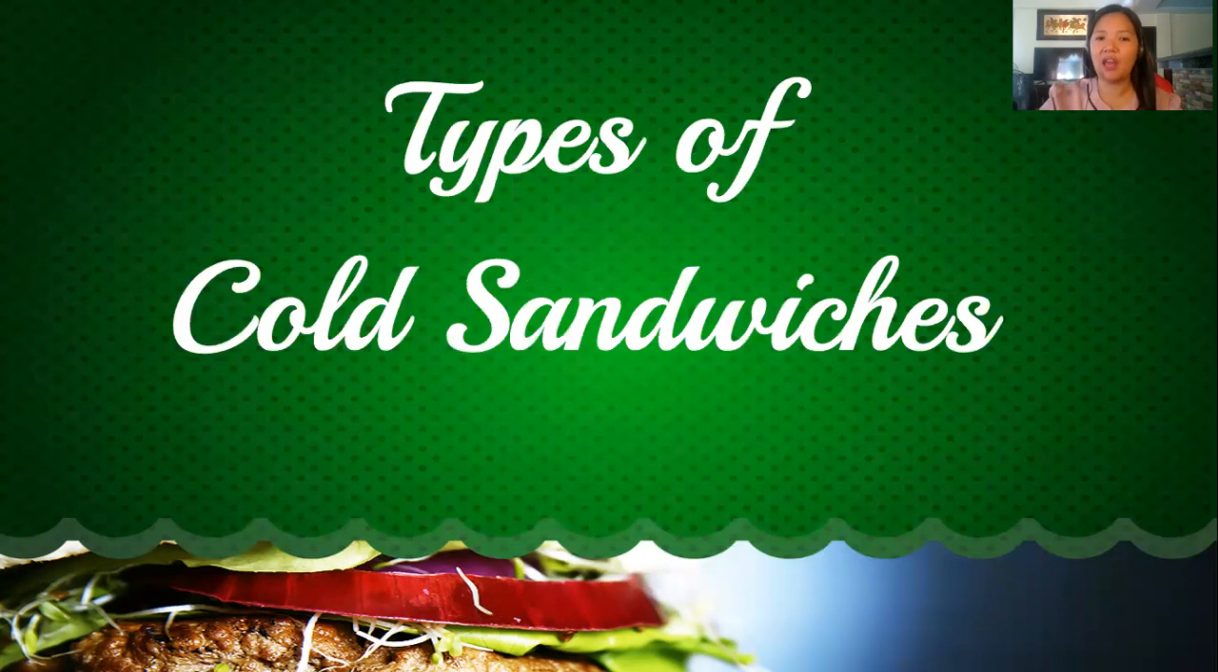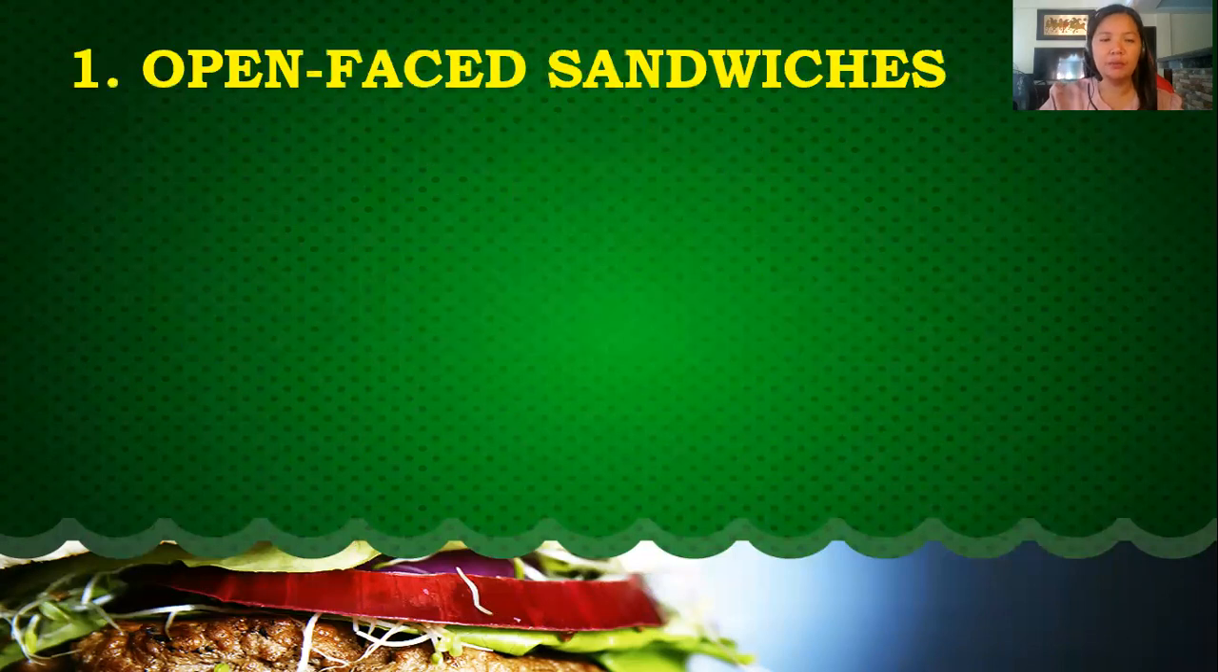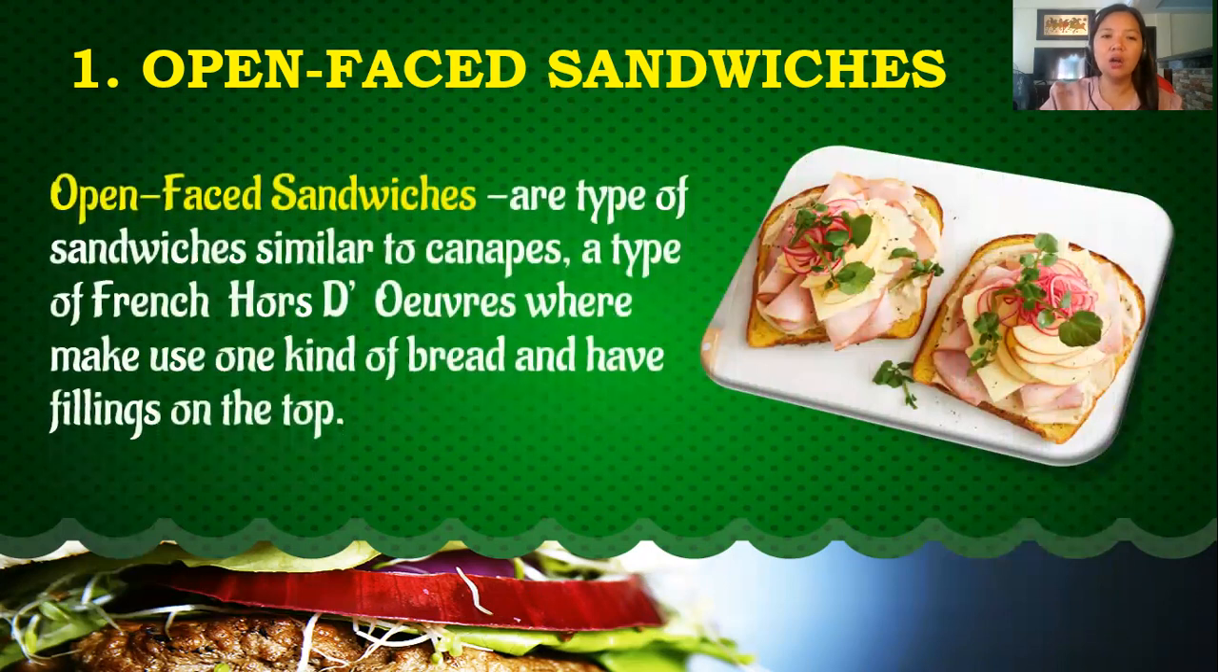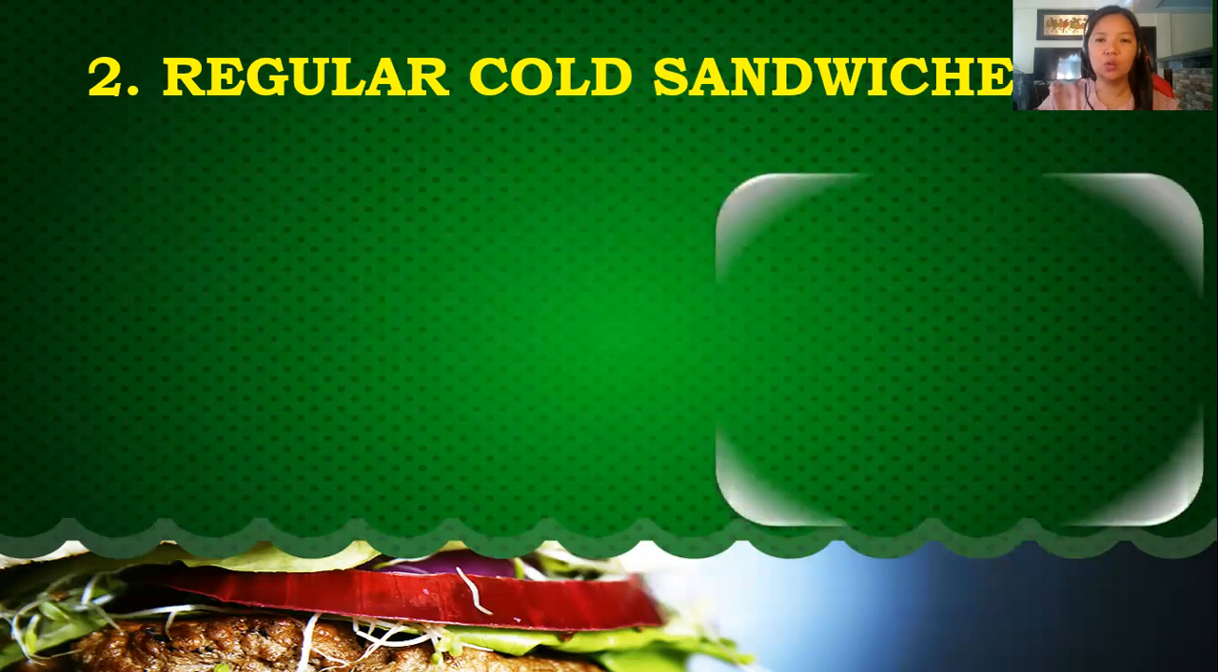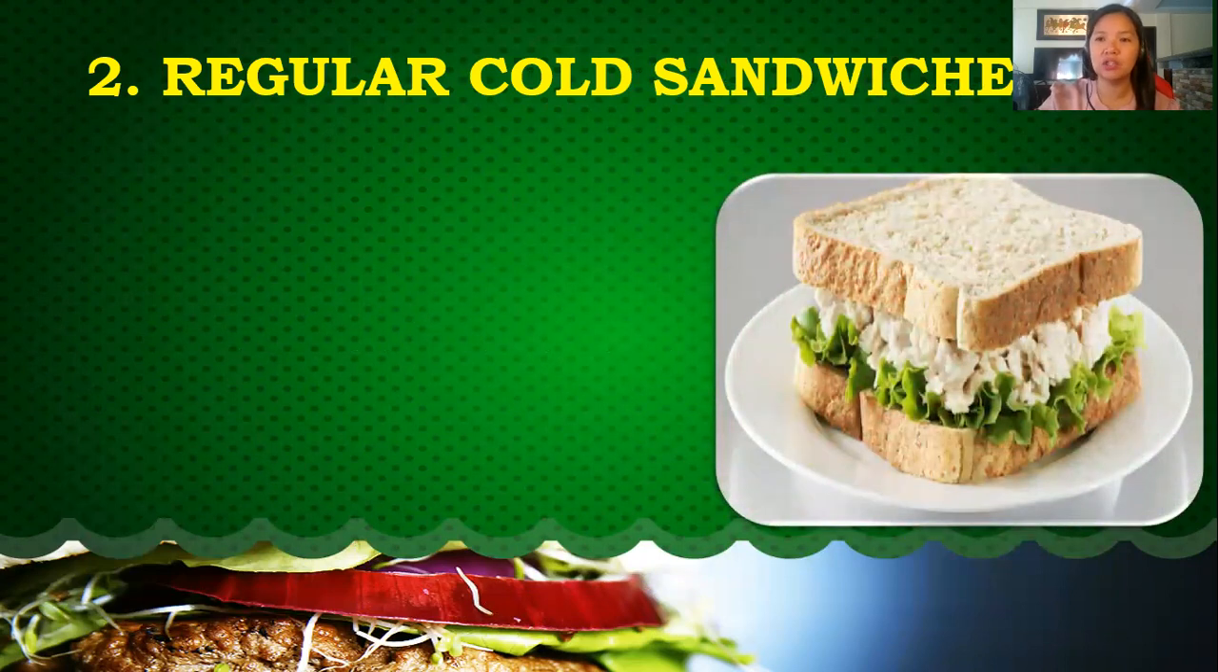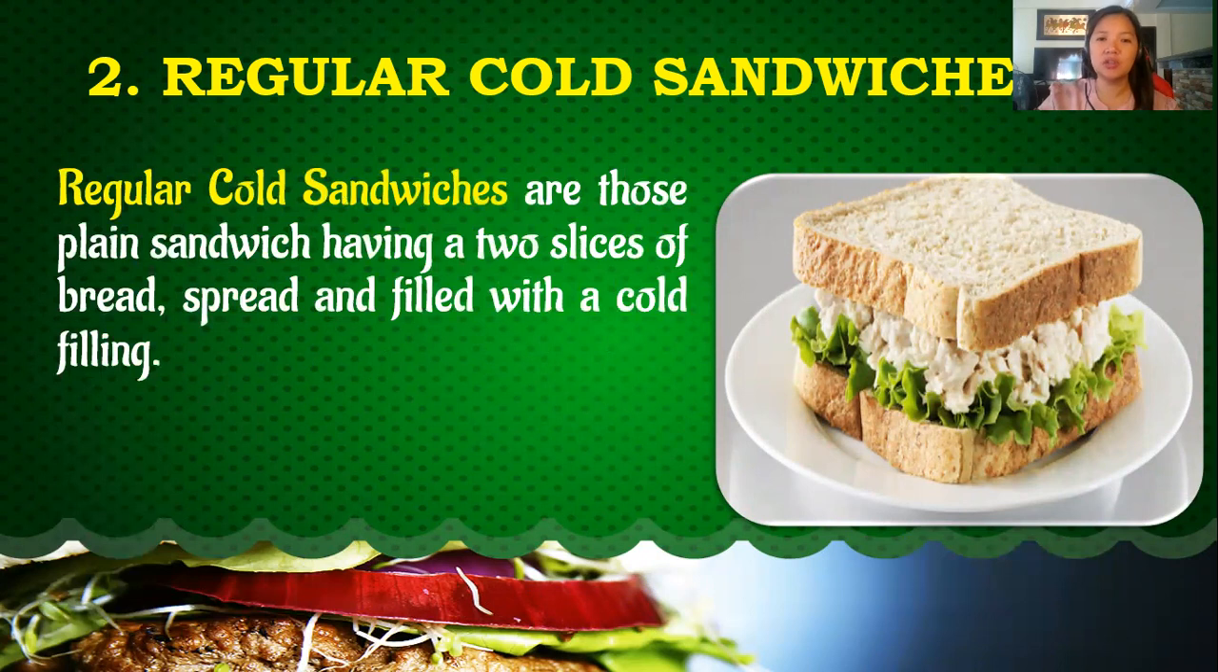So we have different types of cold sandwiches. The first one is the open-face sandwiches. Open-face sandwiches are similar to canapés, a type of French hors d'oeuvre, where you make use of one kind of bread and have fillings on the top. For the second one, we have the regular cold sandwiches. Regular cold sandwiches are plain sandwiches having two slices of bread spread and filled with a cold filling.